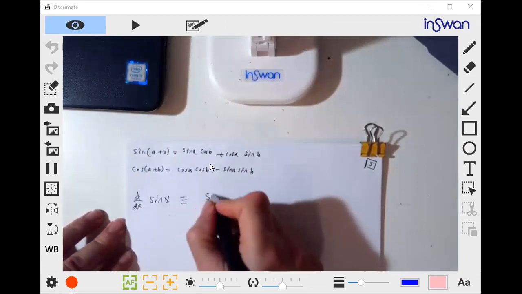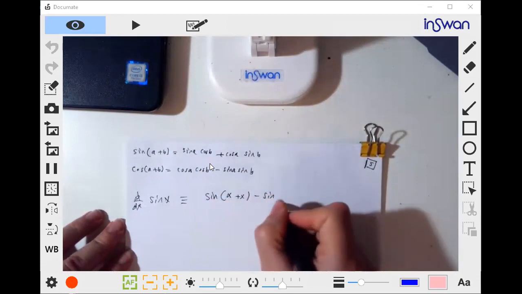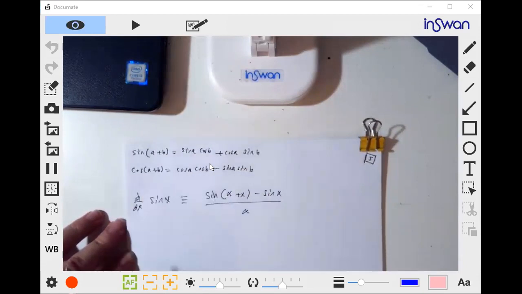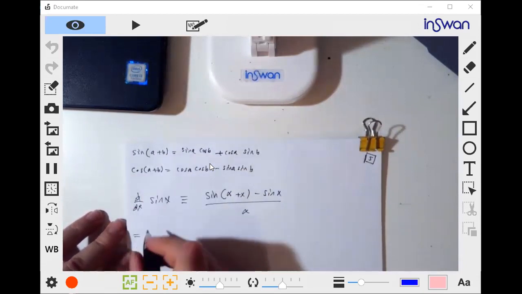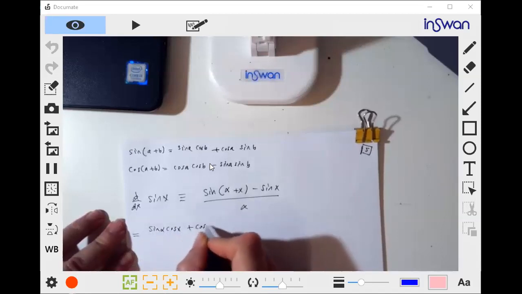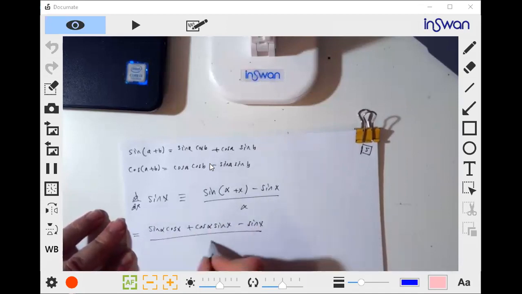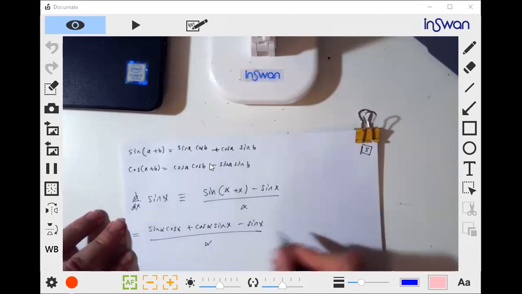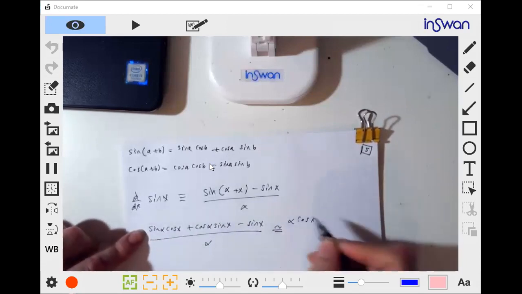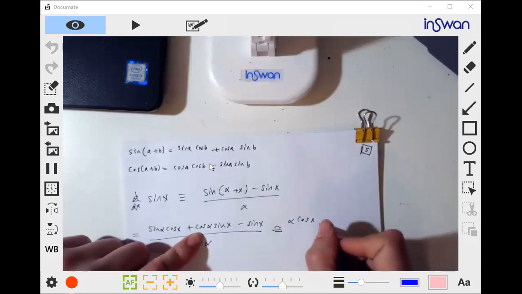Recall, by definition, this is sine of alpha plus x minus sine of x all over alpha. But utilizing the sum of angles identity, we'll get sine of alpha cosine of x plus cosine of alpha sine of x minus sine of x all over alpha. Notice then we can use approximation. Sine of alpha is just alpha. Cosine of alpha is basically cosine of 0, which is just a 1.